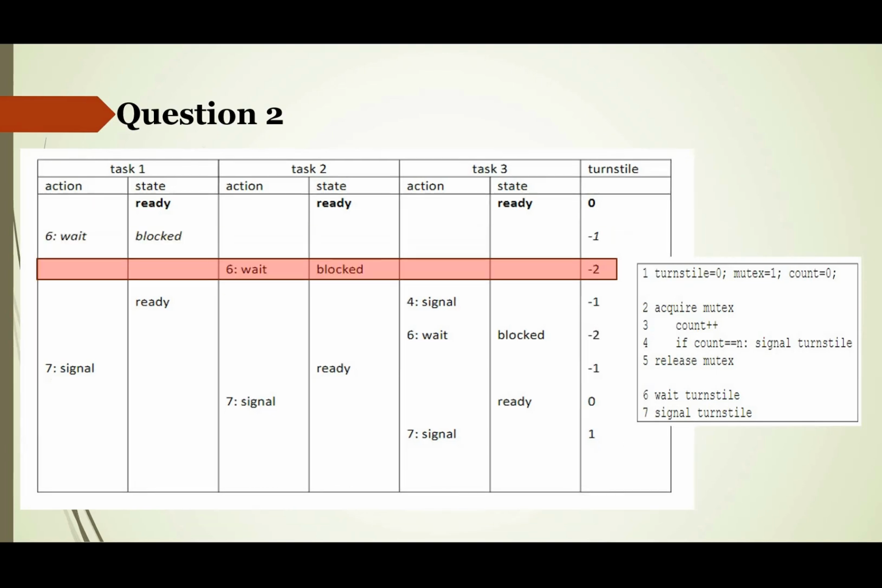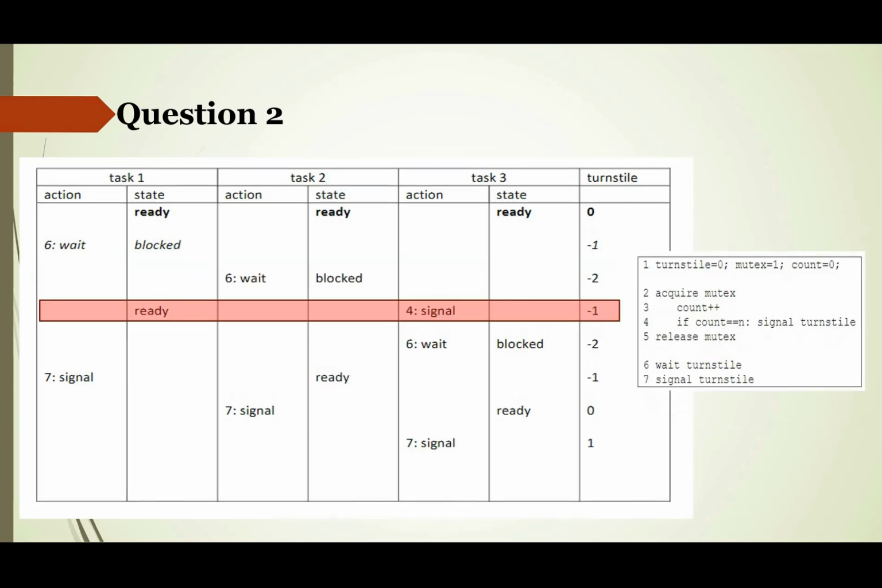The next line, basically task 2 does the same thing. So it goes to the part of the code, then it acquires the mutex, then it increases the count. The count will be 2 in this case. 2 is not equal to 3, so it's not going to signal the turnstile. It releases the mutex, then it waits for the turnstile. So again, the turnstile will be decremented by 1. The new turnstile value will be -2. The state will be blocked.